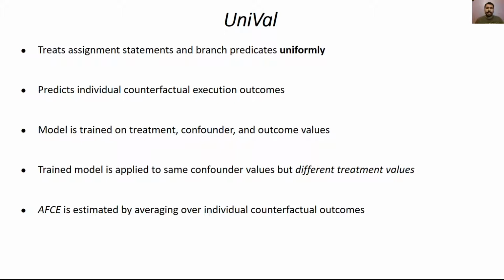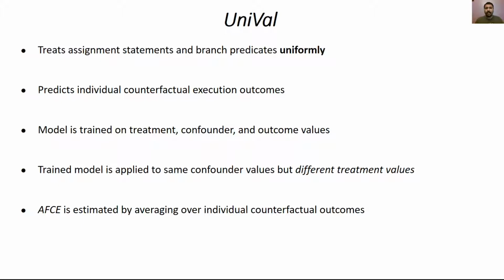It does this by predicting individual counterfactual execution outcomes under a contrast of treatment values. The predictions are made with a machine learning model. We use a random forest model. The model is trained on treatment, confounder, and outcome values from a sample of executions, and the trained model is applied to the same confounder values but different treatment values in order to predict counterfactual outcomes.